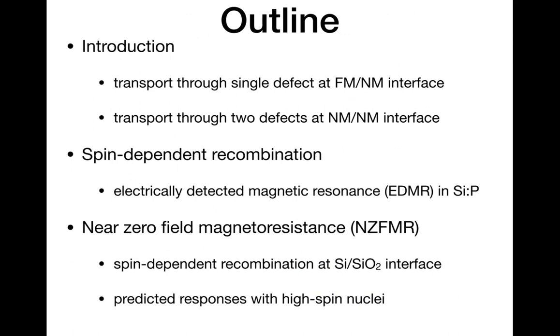Okay, so first I'm going to introduce transport through defects at ferromagnetic junctions or non-magnetic junctions. And this will illustrate the physical effect that underlies my talk today. And then I will speak on spin-dependent recombination and electrically detected magnetic resonance, or EDMR, and look at a specific case of phosphorus-doped silicon. And then I will talk about near zero field magnetoresistance.